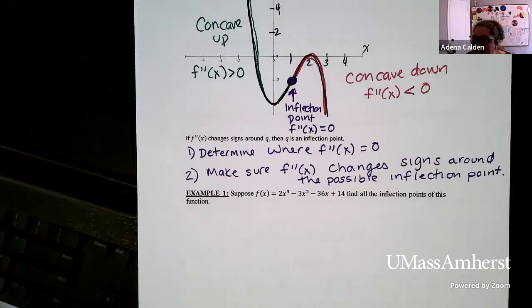I'm going to give you 2.5 minutes. So I want you to find the first derivative, then the second derivative, set the second derivative equal to 0 and solve. Then do test points on either side of any possible inflection points. If we change signs around that point, it's an inflection point. If we don't change signs, then it's not. Okay, so take 2.5 minutes, try it out, and then we will go through it together.